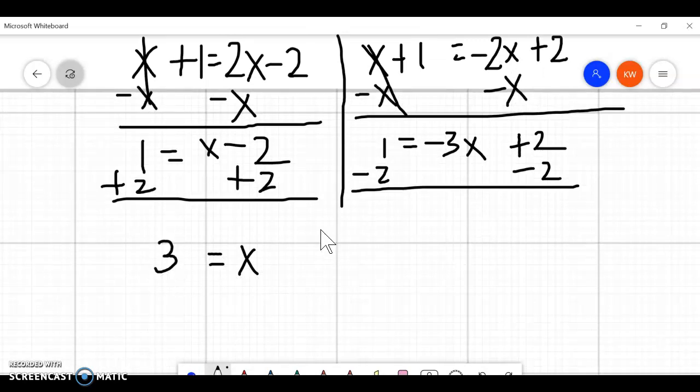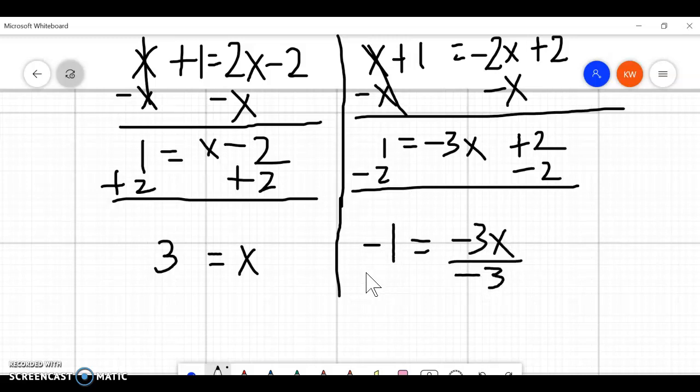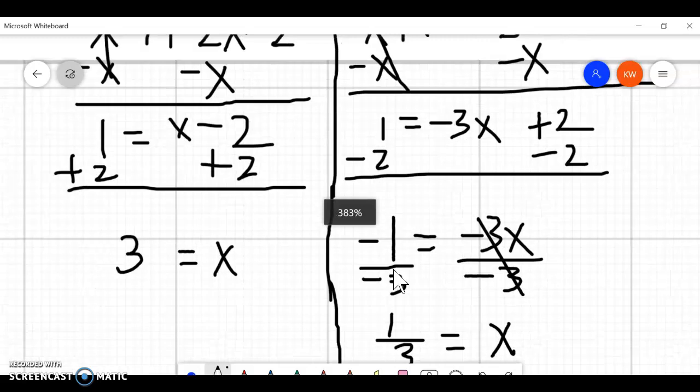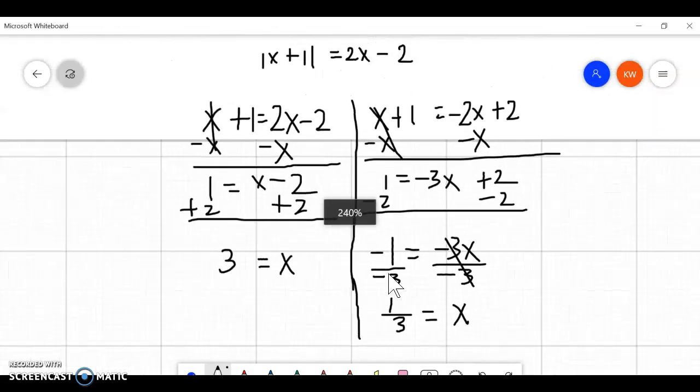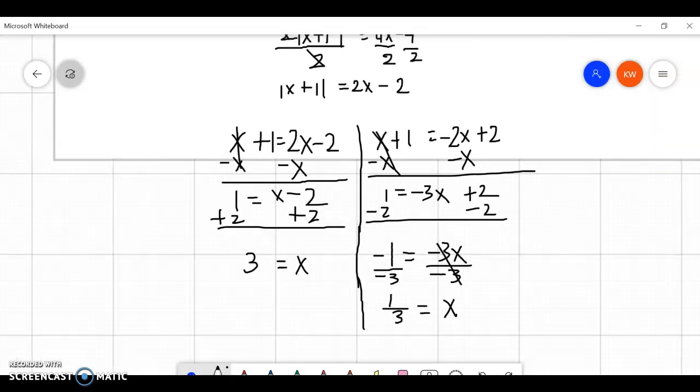And over here on the right, I have one more step. I have negative 1 equals negative 3x. To get x by itself, I divide both sides by negative 3, and that gives me 1/3 equals x. Now you're going to have to check this in the calculator so you can get the rest of that done. But this is how we would solve this for example 4A.